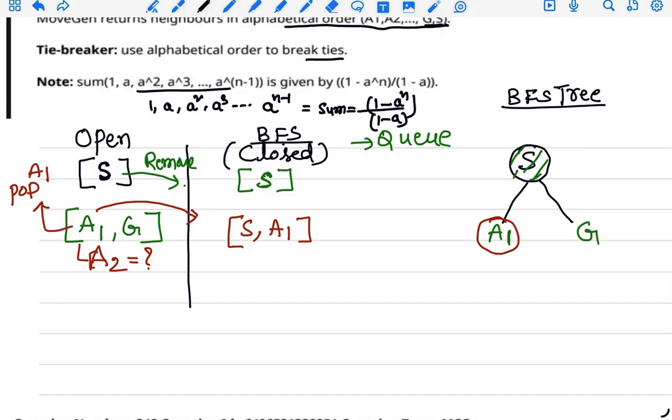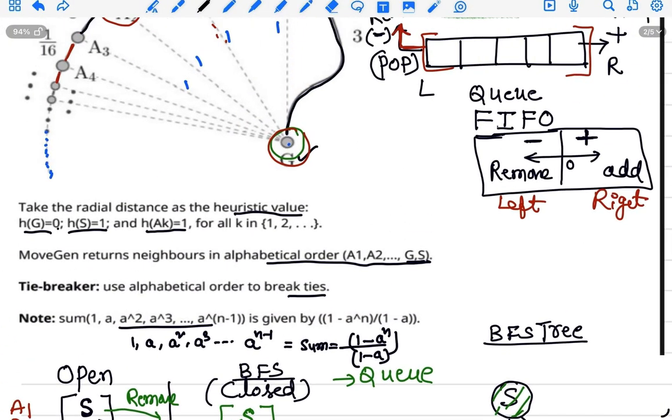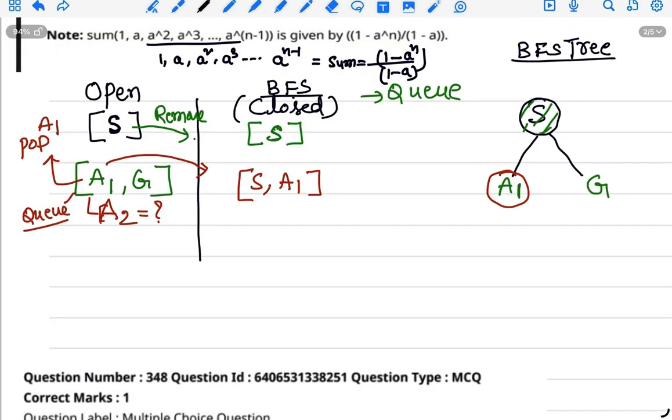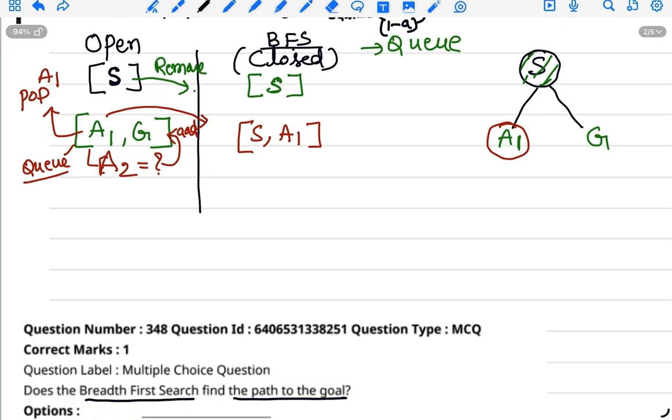How are you adding the elements in Q? This is the Q, right? No need to add directly at A1, A2 comma G. You have to add the elements on the right side, right? You add here, in this direction. Push, that is G comma A2. This is the next open list. A is already explored and A has a neighbor A2.